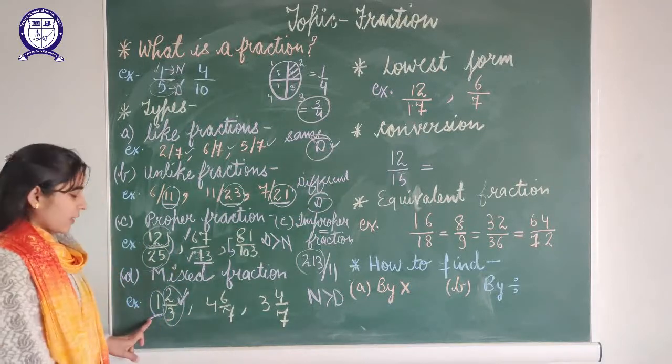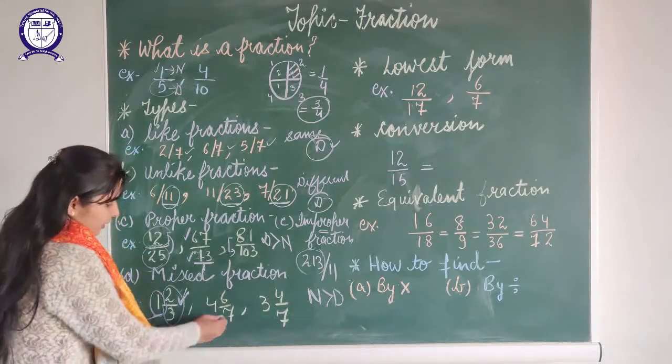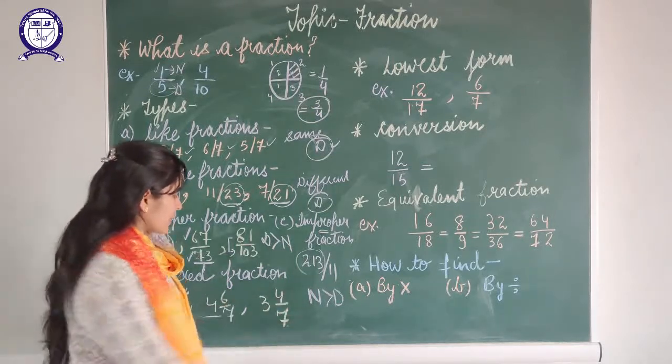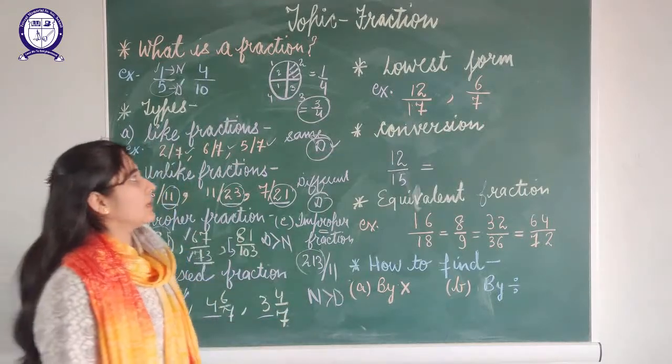How will we read this? 1, 2 by 3. Here we have 4, 6 by 7. This 4 is the whole part. 3, 4 by 7. This 3 is the whole part. Also 4 by 7 is with it only.